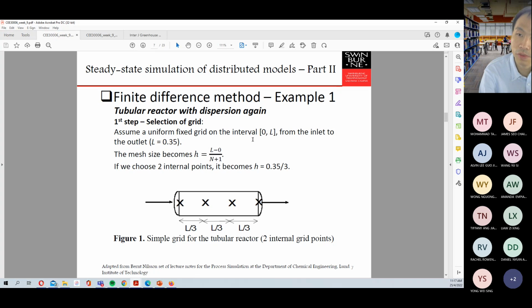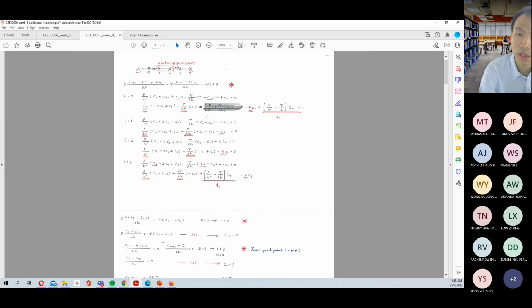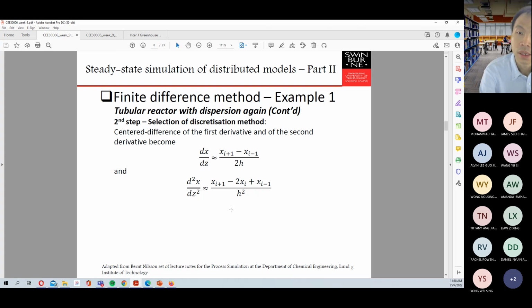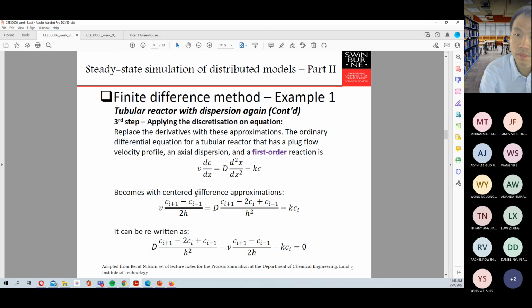Let's say we want to solve it from 0 up to 0.35. So the mesh size will become 0.35 divided by 3 in here. When you go into the system and imagine how it looks, it will look like this. And you can connect it also with the additional materials that I gave you here. So the center difference of the first derivative will have this form. The second derivative will have this particular form.